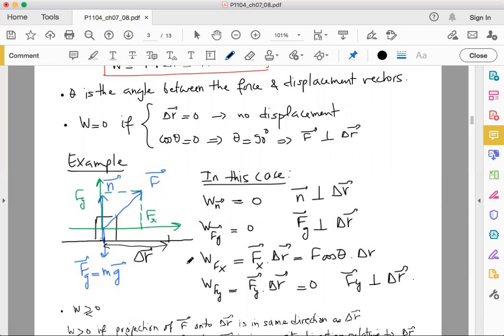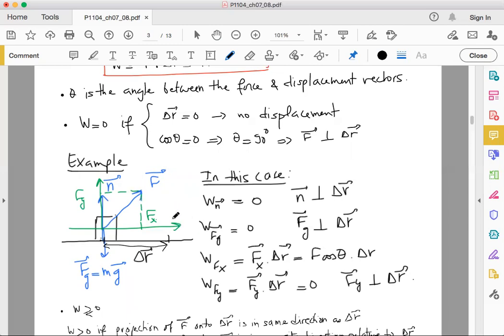Okay, so what are the forces acting on this object? We have obviously the weight given by Fg. We have the normal N exerted by the surface on the block, and we have the force F, which we apply on the block.